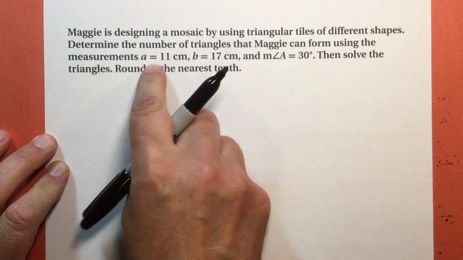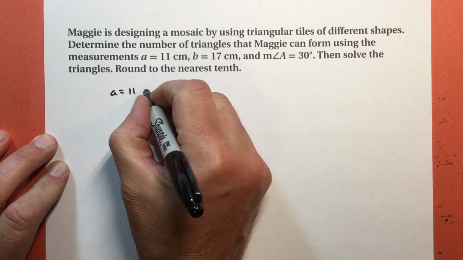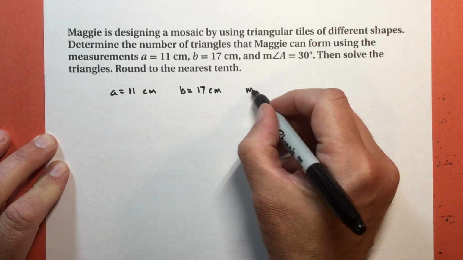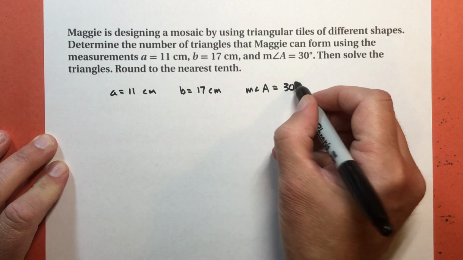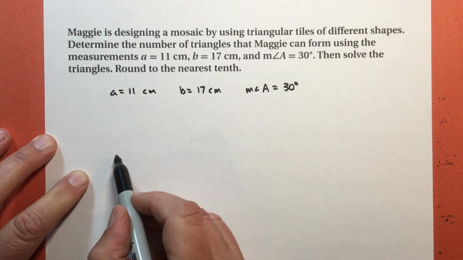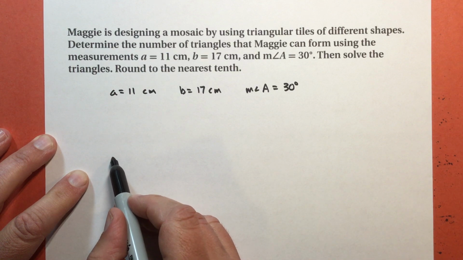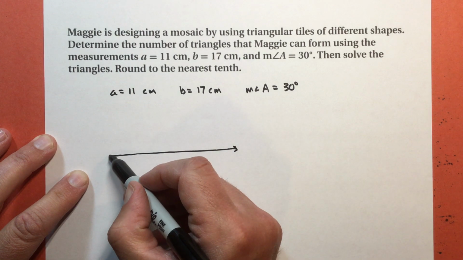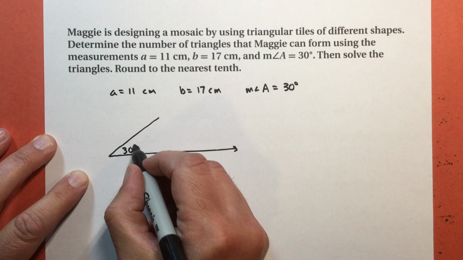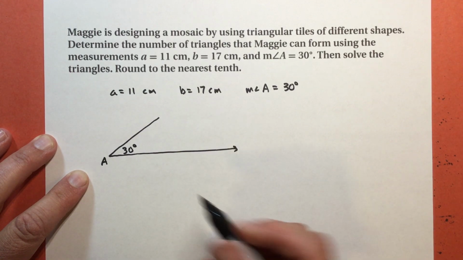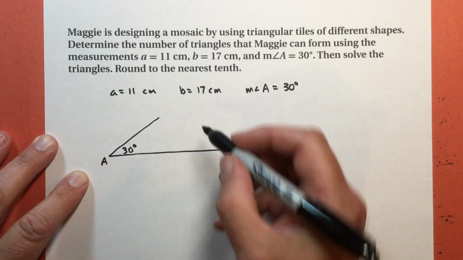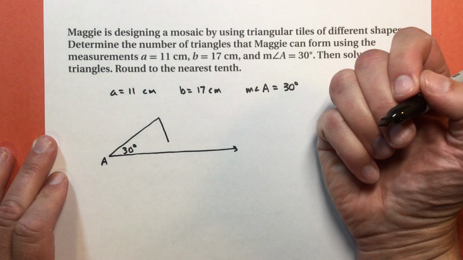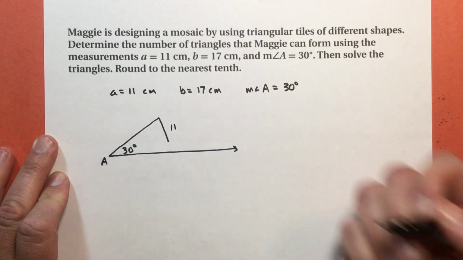The measure of side A is 11 centimeters. Side B is going to be 17 centimeters. And the measure of angle A is acute at 30 degrees. That's the important information. So let's try to draw a picture. I'm not going to use a protractor to draw it exactly. I have this side going out this direction somewhere, and I'm going to try to draw approximately 30 degrees. This is angle A. On the opposite side of angle A, I'm going to have a side which I don't know how far it's going to go, so I don't trust my picture. It's going to be 11.